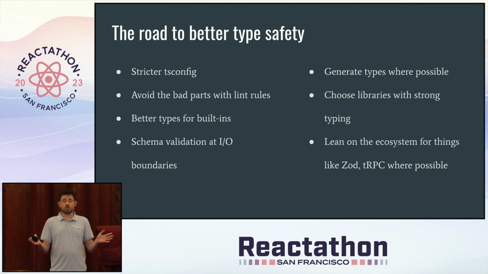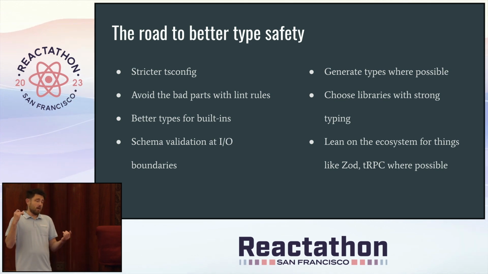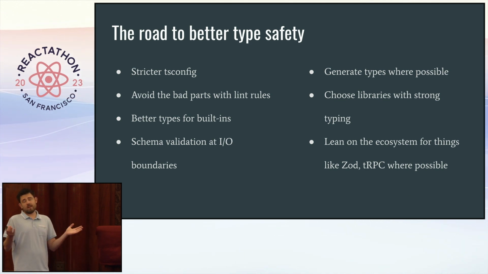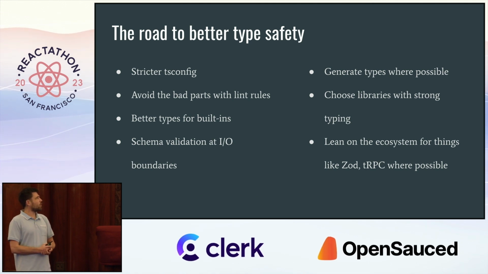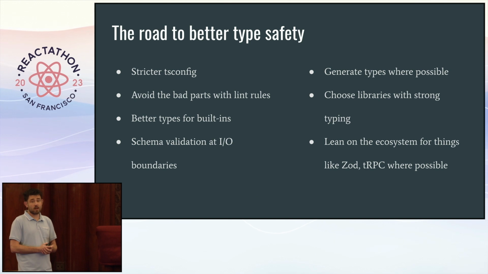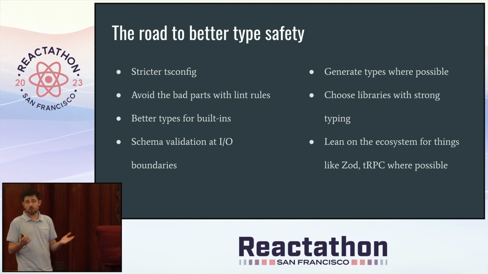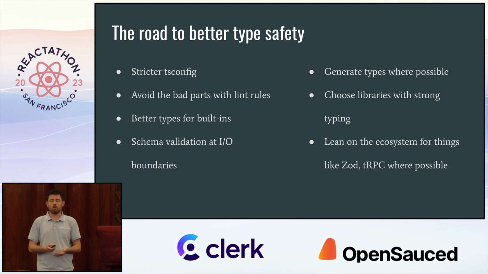So what does the road to better type safety look like? Sure, you've got to configure some stuff. Again, you only do it once at the beginning of your project. You've got to avoid the bad parts. You want some better types for some built-ins. You've got to do some schema validation. You're going to have to write some Zod schemas or whatever library you use, io-ts, what have you. Type gen is a huge help. And then you just want to lean on the ecosystem for things like TRPC and Zod.